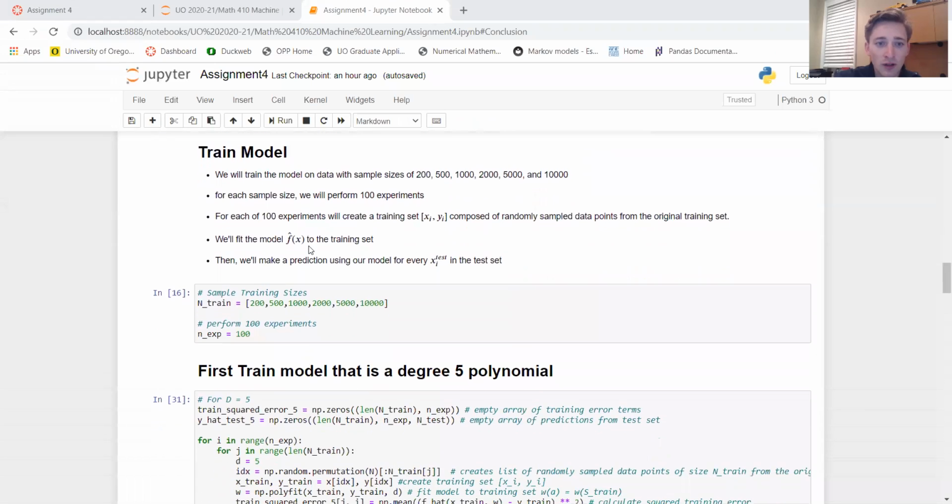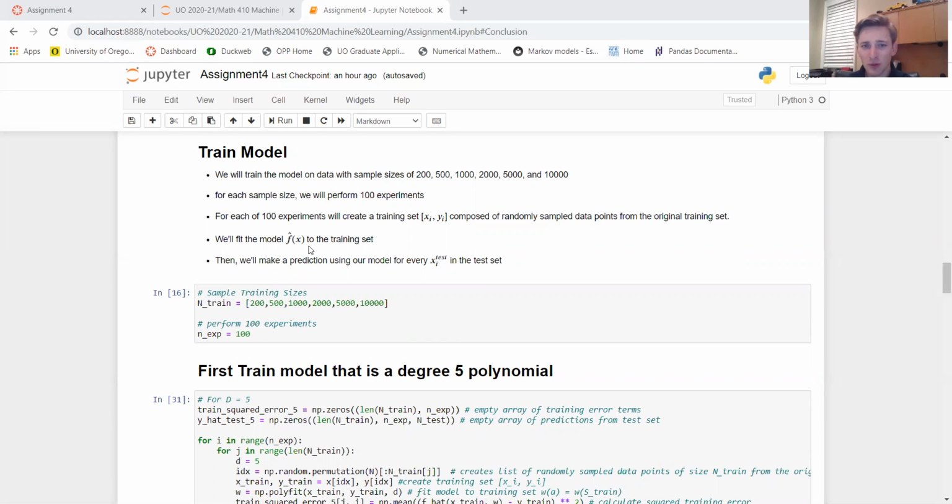So moving forward, to train the model, we're going to use sample sizes of 200, 500, 1,000, 2,000, 5,000, and 10,000. And for each of these sample sizes, we're going to perform 100 experiments. And in these experiments, we're going to sample data points from the original 1,000,000 set of training data points. And we're going to use these to fit the model.